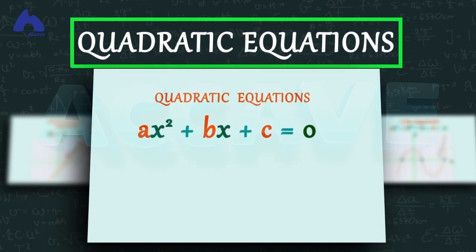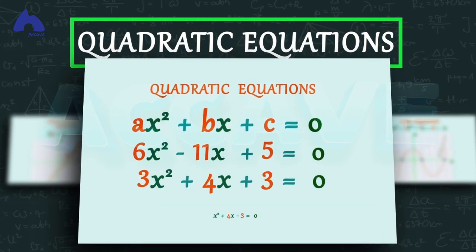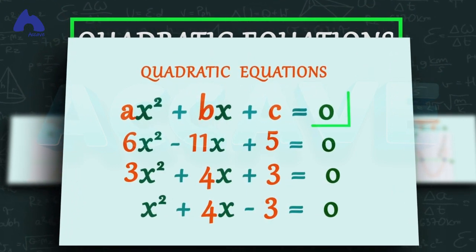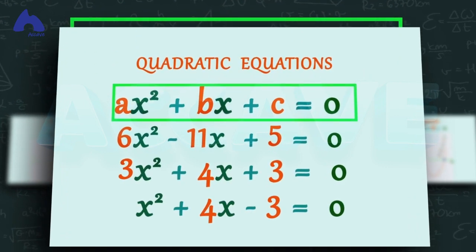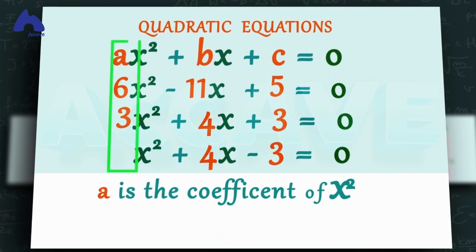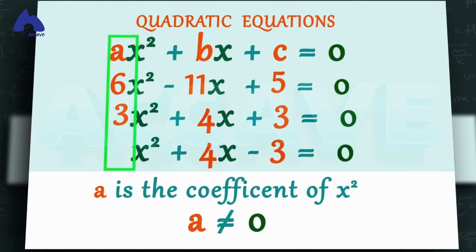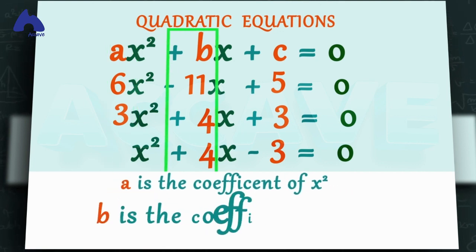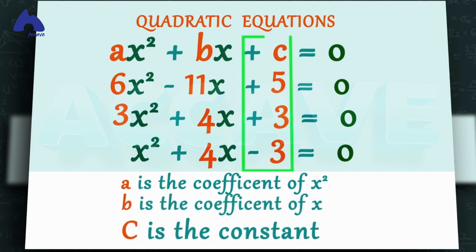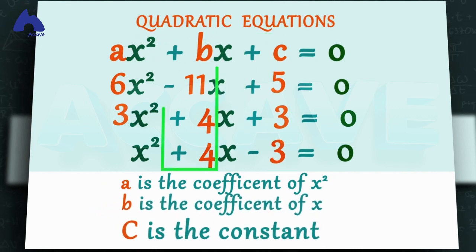First of all, you need to know that a quadratic equation must be in this form. The general form of a quadratic equation is ax squared plus bx plus c equal to 0, where a is the coefficient of x squared and a cannot be 0. If a is 0, then it is not a quadratic equation. And b is the coefficient of x and c is a constant. Remember that a coefficient is a positive or a negative number beside a letter or a variable.